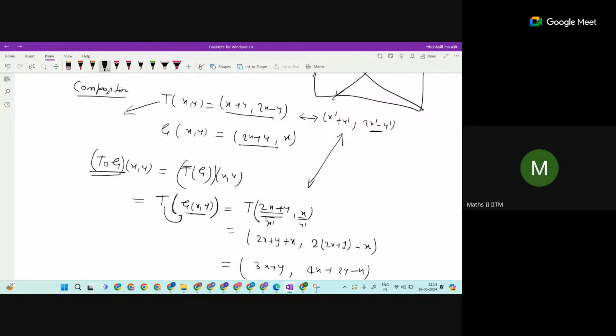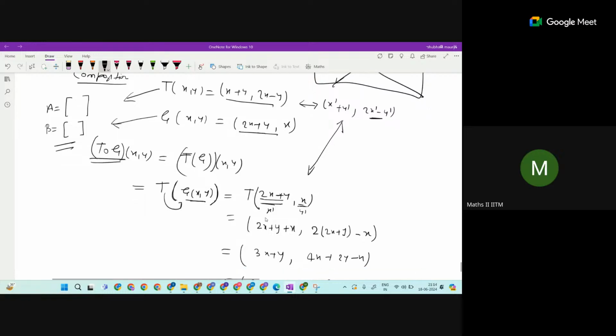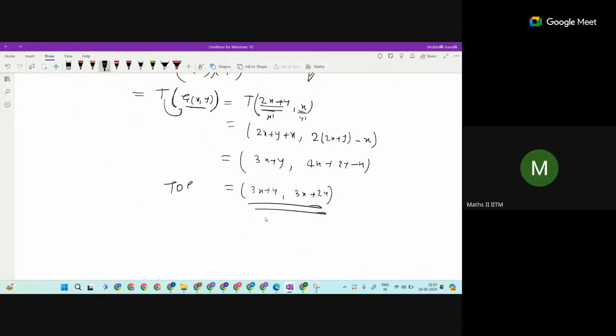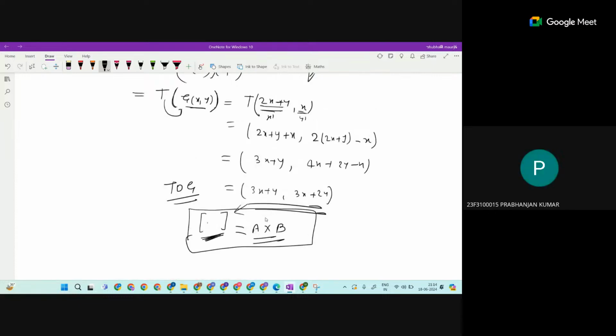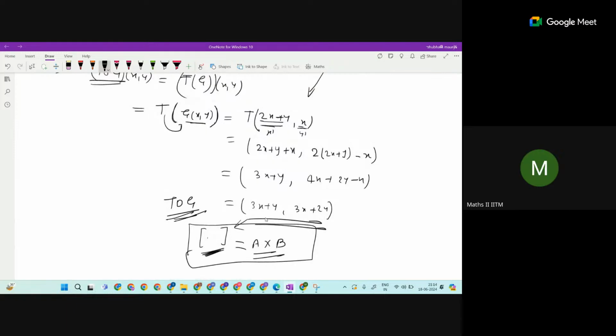the matrix representation of T with respect to the canonical basis is, let's say, matrix A, and the matrix representation of G with respect to the canonical basis is B. And the best thing is that the matrix representation of this composition with respect to canonical is nothing but A cross B. This is the beauty. Just multiply them separately, and whatever multiplication matrix you get is going to be the matrix representation of this composed linear transformation.